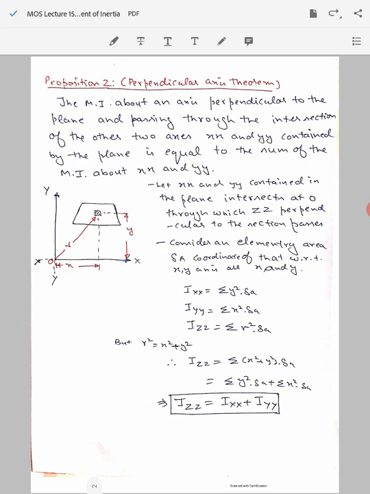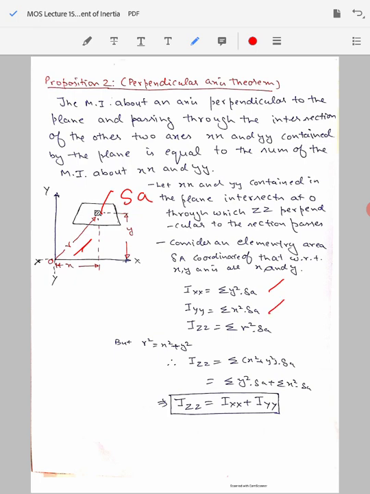We can again prove it here. For the purpose of proving it, let's consider an elementary area. This is the elementary area we have considered. Let's say this is delta A, a small elementary area, and let's say its coordinates are x and y. So it is at a small y distance from the x-axis and a small x distance from the y-axis, and let's say it is at a distance of r from the z-axis, which is shown over here. So we can say that the moment of inertia about the x-axis can be defined by the basic definition as summation of y square delta A.